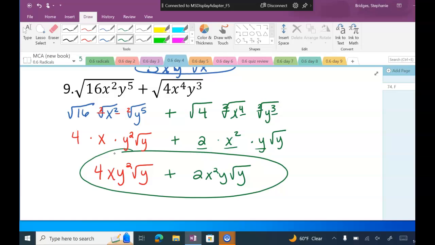Anybody have any questions? Okay, that worksheet I gave you is your homework. Remember, we are on pep rally schedule, so we get out of here at 8:15.